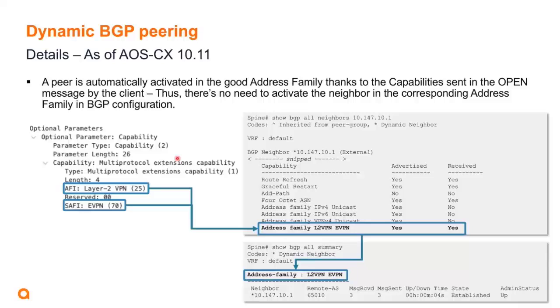Another detail is the fact that a dynamic peer group is automatically put in the right address family and is activated based on the BGP capabilities found in the open packet. In this example, if we look deeper at the details of this neighbor, the address family L2VPN EVPN is received in the open packet. So we have automatically set the received capability as yes. And so that's why we are putting this neighbor into the address family L2VPN EVPN.